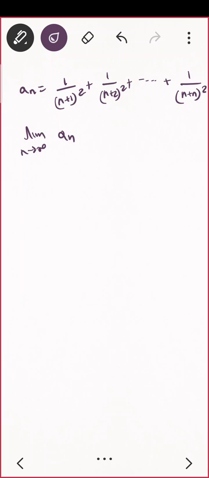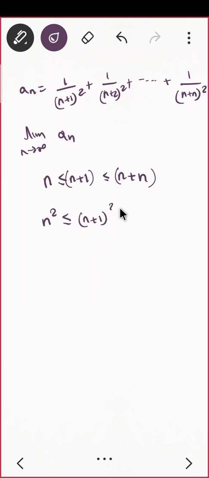What should you do? Let me just give you a hint. You should start with, since n is less than or equal to n plus 1, that is less than or equal to n plus n. Do you agree with this expression? Because I wanted square in that term, so now I can say n square is less than or equal to (n plus 1) the whole square, which is less than or equal to (n plus n) the whole square. Can I say like this?